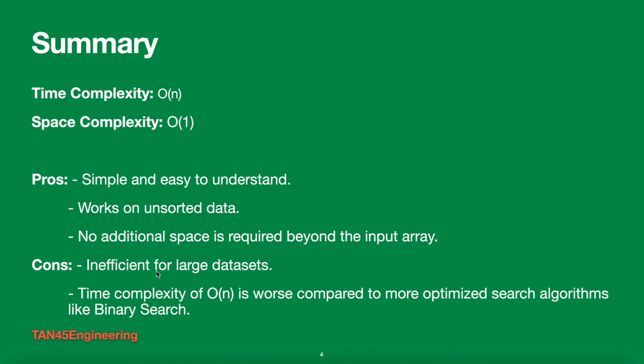From the cons perspective, it is inefficient for large data sets because in searching, O of n is not the best time complexity for a searching algorithm. We do have better searching algorithms. So time complexity of O of n is worse compared to more optimized search algorithms like binary search, right? A binary search would be valid for a large data set as well, but the linear search can be performed on unsorted data as well.